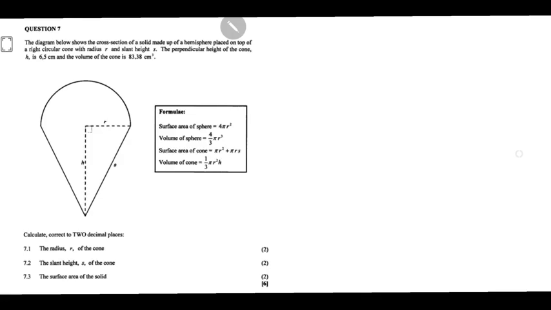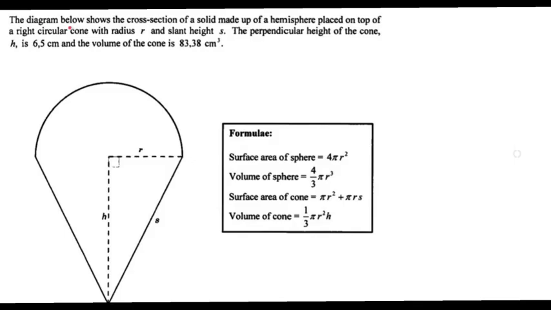This is another question in front of me. I'll show you how to solve this question. The question says the diagram below shows the cross section of a solid made up of a hemisphere placed on top of a right circular cone with the radius and slant height s. So this is a hemisphere and the bottom part is cone, and this is the slant height and this is the radius.